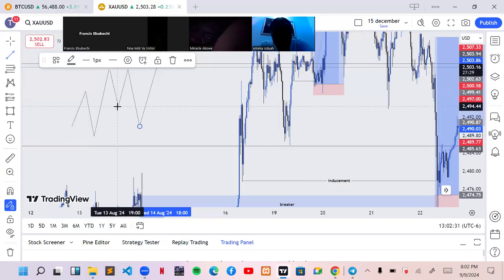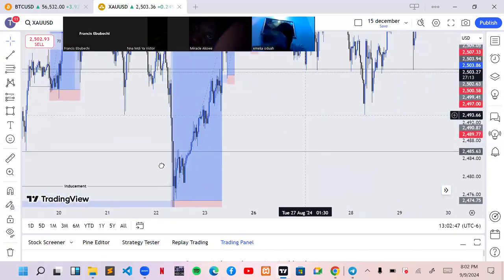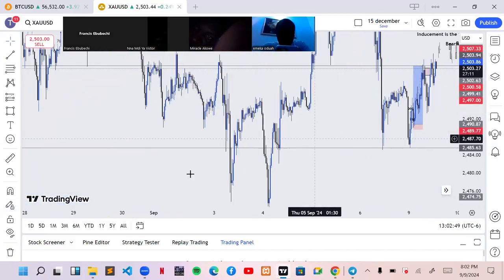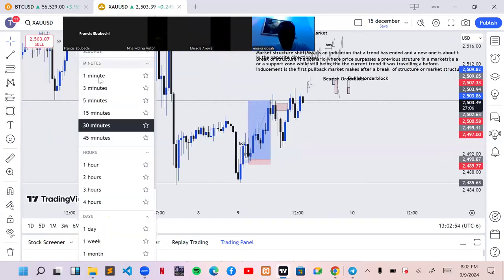Now, the first pullback is here, which is this inducement. One of the rules says the point of interest should be the one closest to liquidity. So because this zone has been mitigated, I can't use it anymore. Which one is now the closest point of interest to liquidity? It is this other block. I think on gold, I used another block to take a trade today, and I will show you the reason with this strategy.